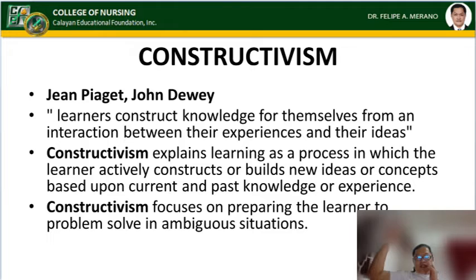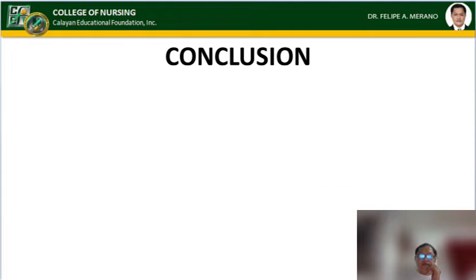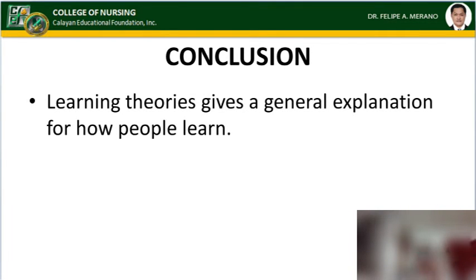So even in our home, we need to solve problems. We should not always ask our parents how to do things. We need to think and analyze to solve problems in our own situation. So, conclusion: learning theories give a general explanation of how people learn. That is why we need to study learning theories so that we could have a general explanation of how each person learns in our everyday life.